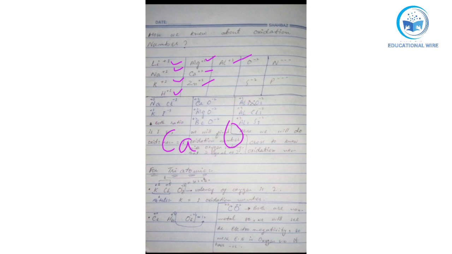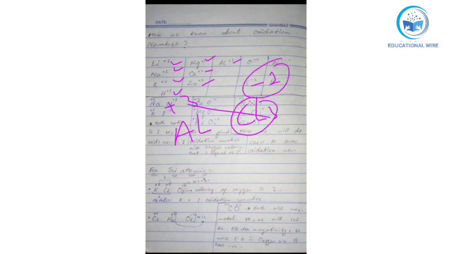Let's talk about another. Like we are having AlCl3. Now as I told you, we will do cross multiplication here. So here, crossing gives Al 3 and here is nothing, so it means 1. So the oxidation number of chlorine is -1 and aluminium is +3. These are diatomic compounds. We find the valency and oxidation number of diatomic compounds.